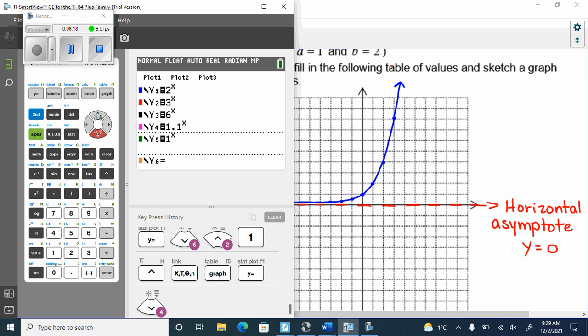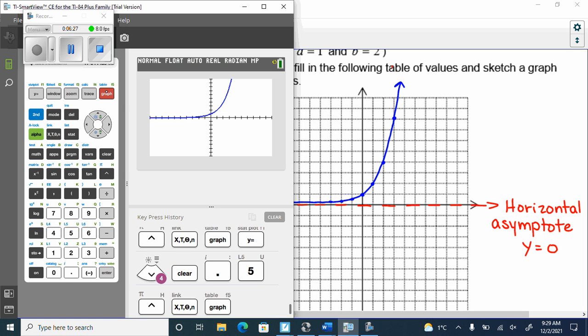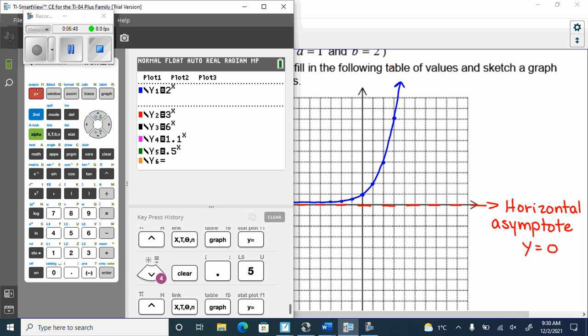So, what if I do this? 1 doesn't work. 1 makes a horizontal line. 1's out. What if I go lower? So I go 0.5. It decays because it's a half-life. You're halving and halving and halving. So if you started off with 10, you're now going to have 5, then you're going to have 2.5, so it's going to decay really fast. Okay? What if I put 0?